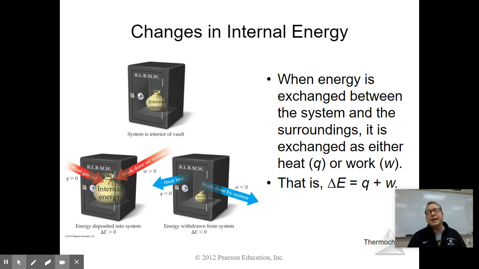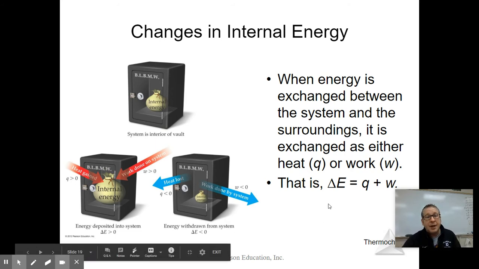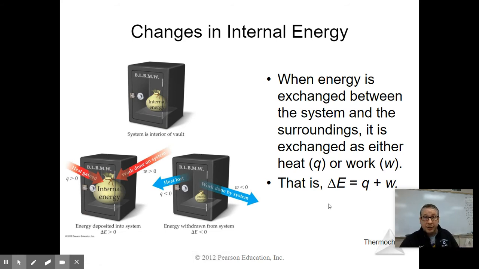And so when we take a look into the changes of internal energy, there's really two things that we need to look at: heat and work, okay? When energy is exchanged between the system and the surroundings, it is going to be exchanged as either heat or work. And we denote heat with the lowercase q and work with the lowercase w. So mathematically, we can solve this by taking a look at this simple formula here. Delta E, your change in energy, is equal to Q plus W.